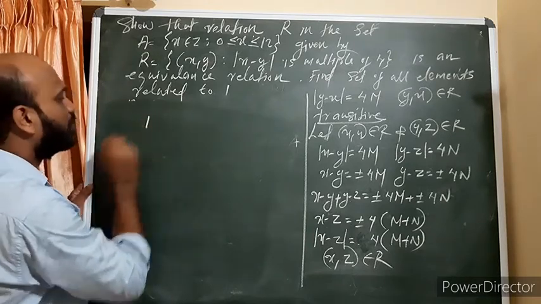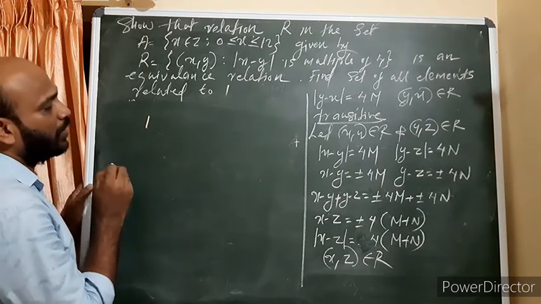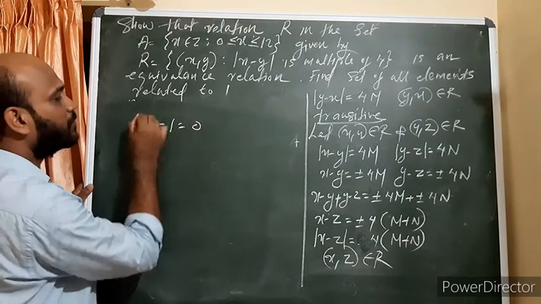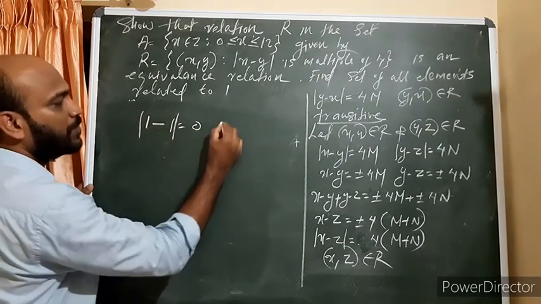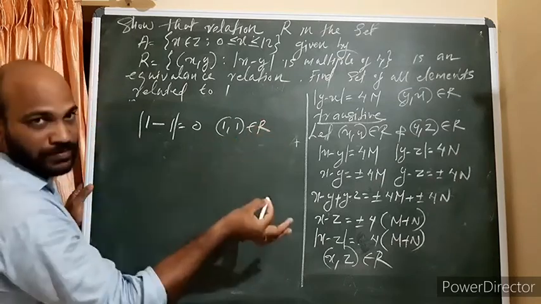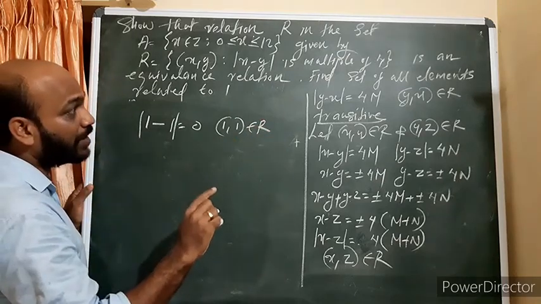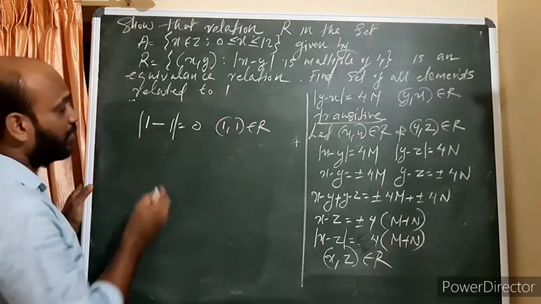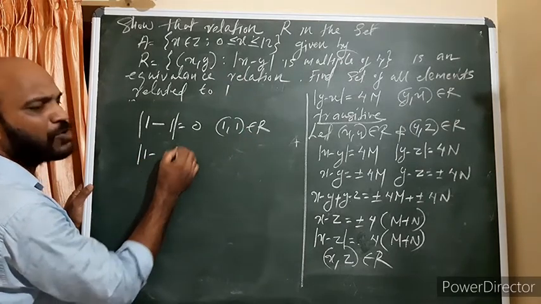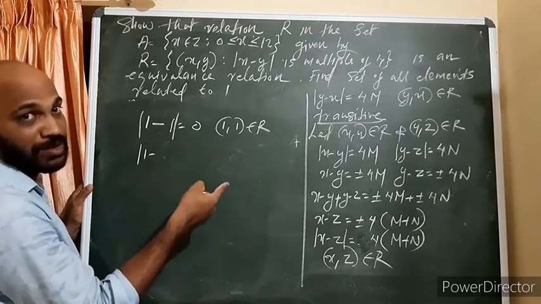So, element related to 1. 1 minus 1 equal to 0. Right? That means 1 belongs to 1. 1 is related to 1. So one element related to 1 is 1 itself. Now, modulus of 1 minus 2 is 1 only. 1 is not a multiple of 4.